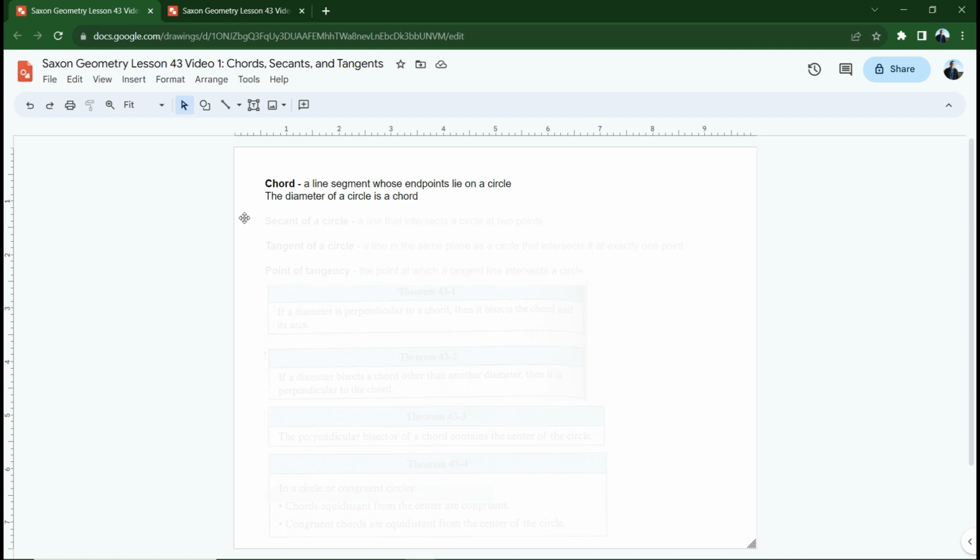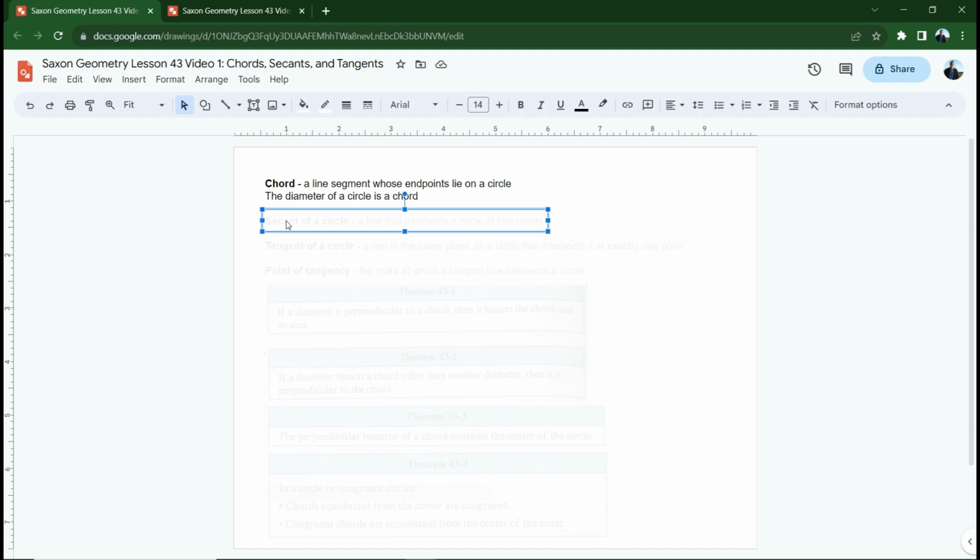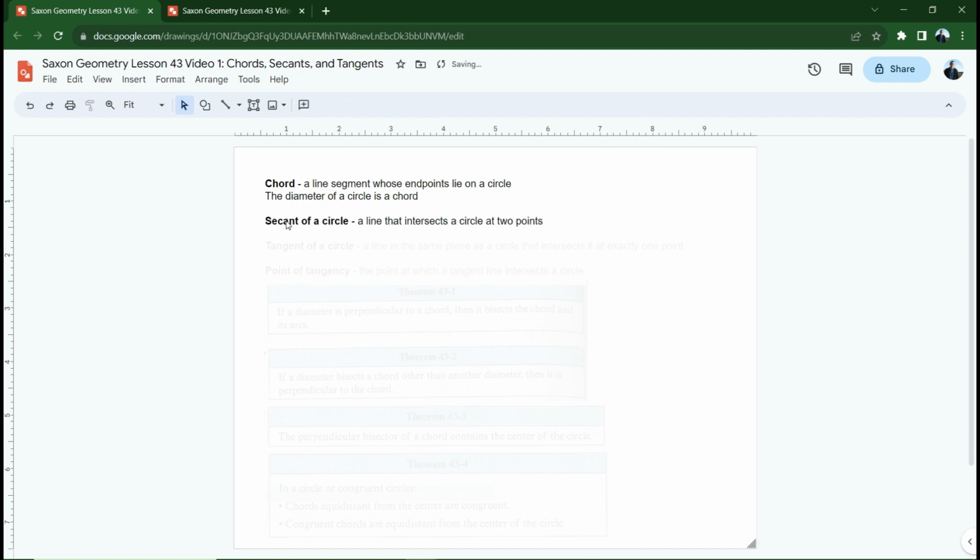A secant is similar to a chord, except it just keeps on keeping on. The secant of a circle is a line that intersects the circle at 2 points. So a secant contains a chord, but it's bigger than the chord because it's a line. It continues past the circle on both sides. We say it's a secant line, not just a segment. Okay, so a chord is a segment. A secant is a line.